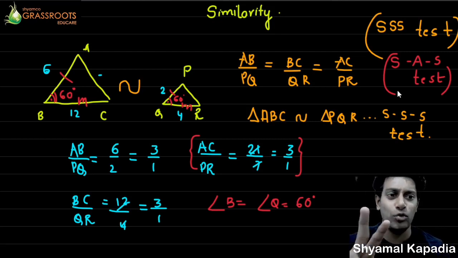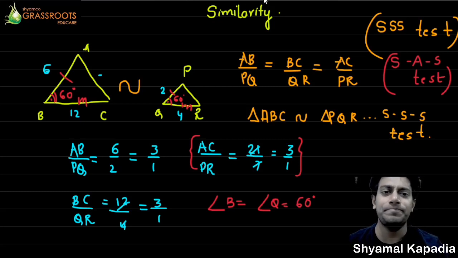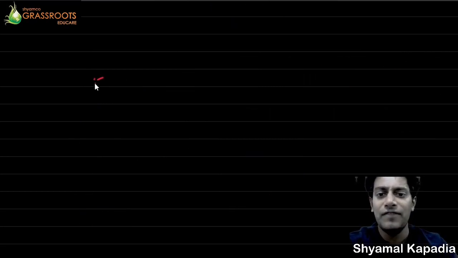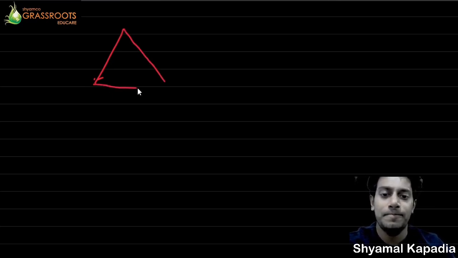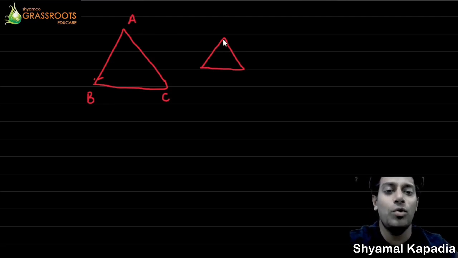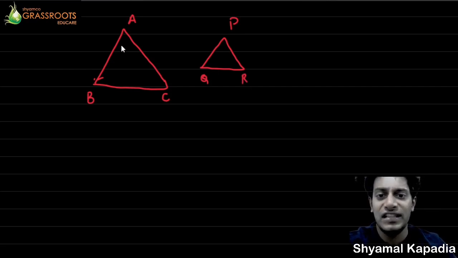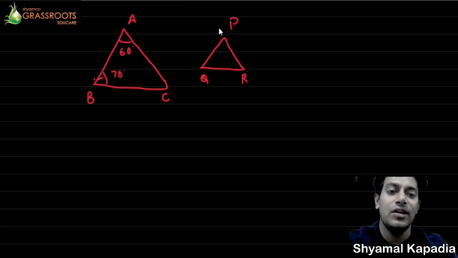So we have 3 tests overall, out of which 2 tests I have already written. Now say for instance, let's come to another set of 2 triangles. Let's say this is one triangle and this is another triangle. So you have again ABC and you have PQR. If I say that this angle is 60 degrees and this angle is 70 degrees and this is also 60 and this is also 70.